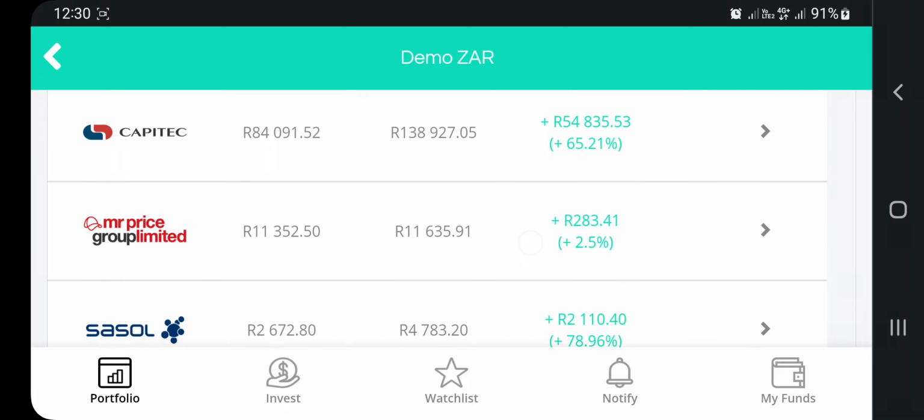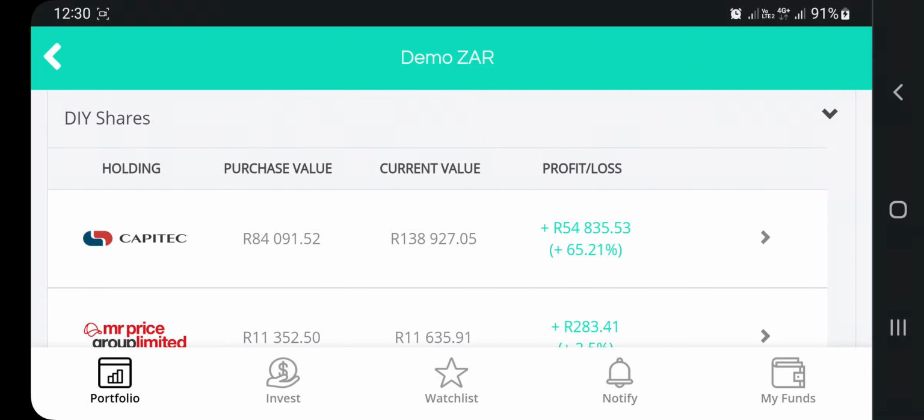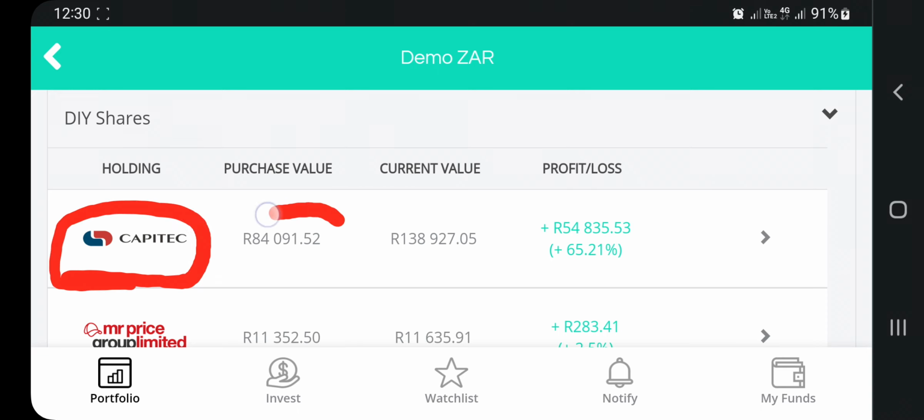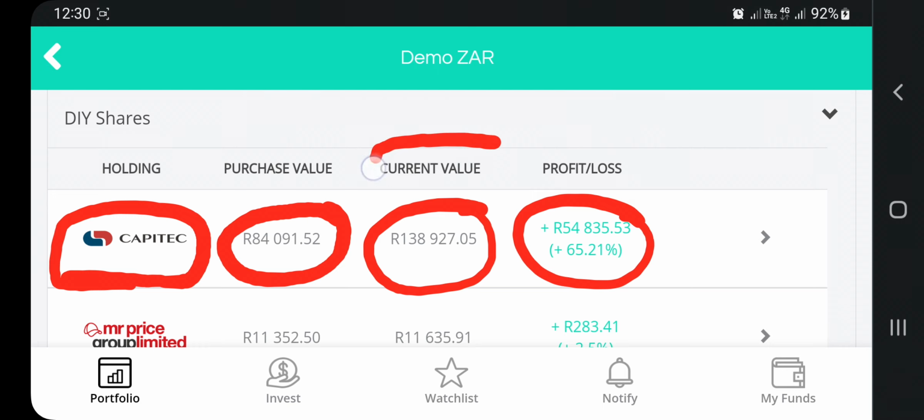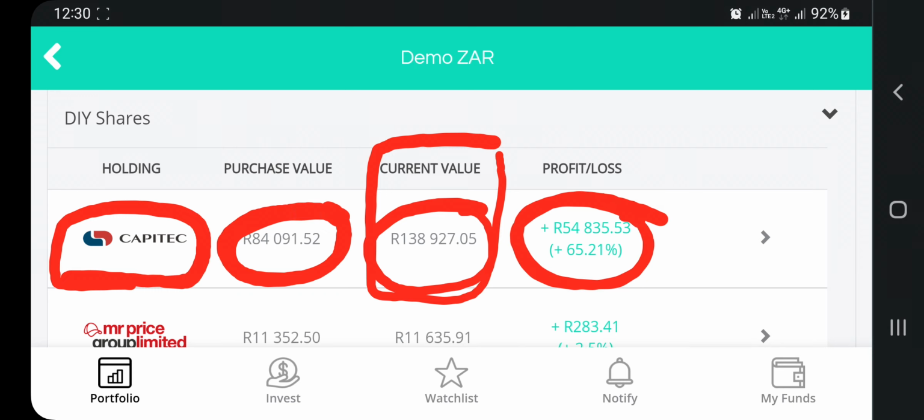You're going to click any, as you can see here. This is Capitec, my holding. Purchase value is how much I spent with the demo. I spent this much, then I made a profit of this much, then the total value now is this one. For the current value, you add or minus your purchase value, minus or plus the profit or loss. Then you're going to find this.